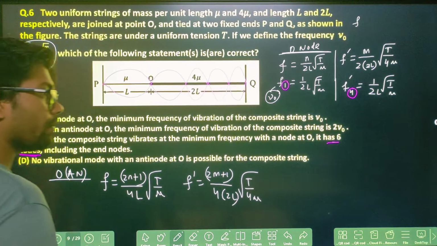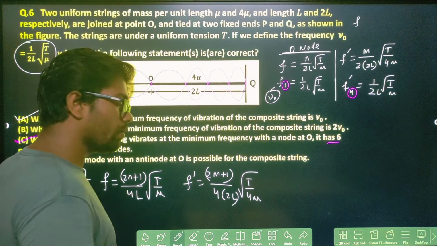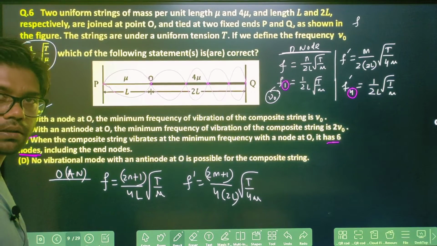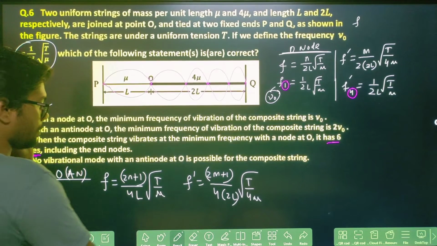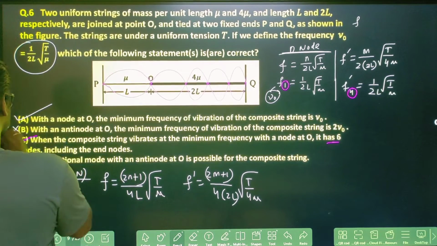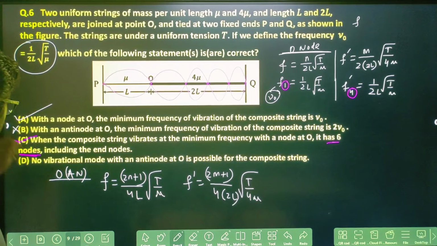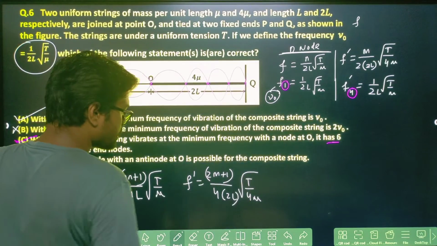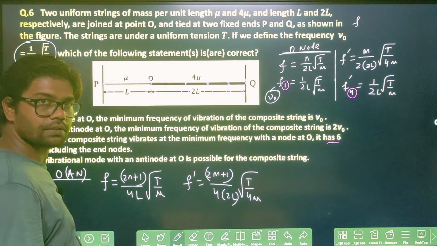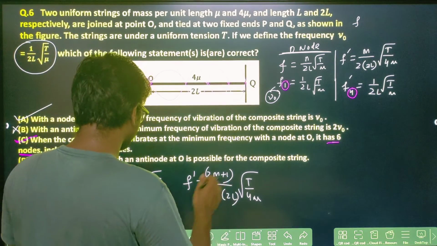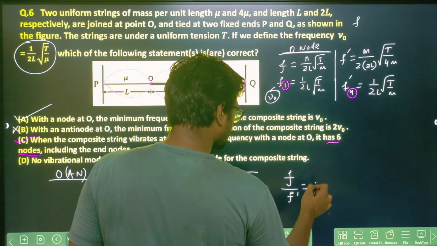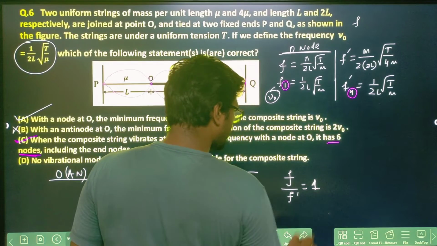And note that whenever you find the antinode, odd numbers will always come, right? Clear? So this option cannot be possible, right? Now see, no vibrational mode with an antinode at O is possible for the composite string. For the composite string vibration, this frequency should match this frequency. So let's check when they are matching. F by F dash should be 1 then, if they are vibrating as a composite.